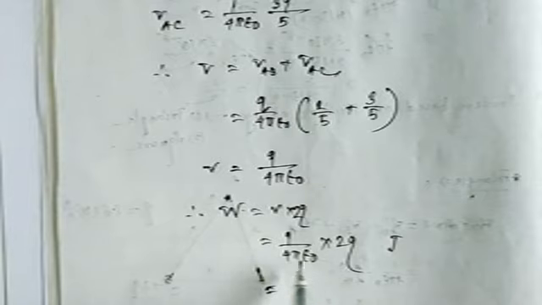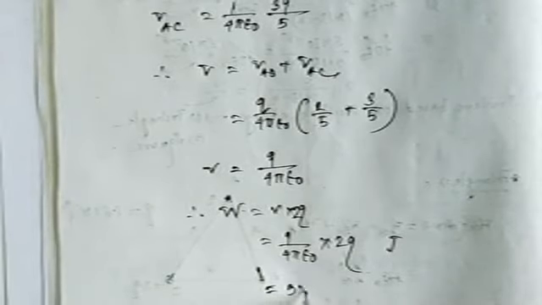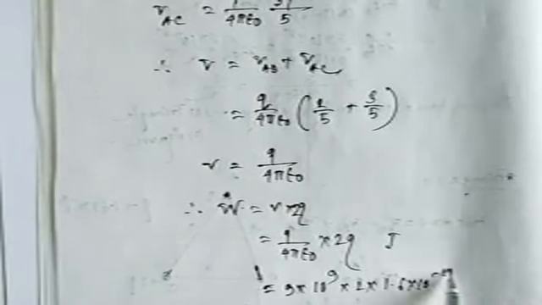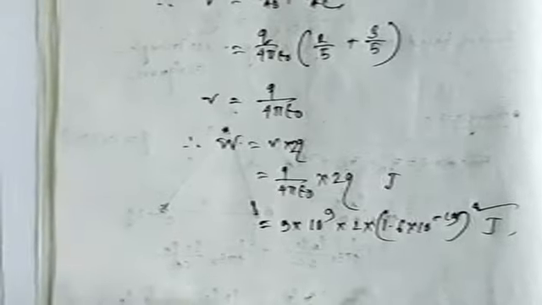Now 1 by 4 pi epsilon naught means 9 into 10 to the power 9, into 2 into Q square. Q square means 1.6 into 10 to the power minus 19, whole square. That much. Now you can solve these things. I hope.